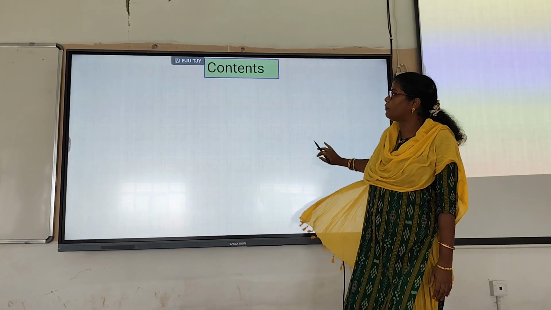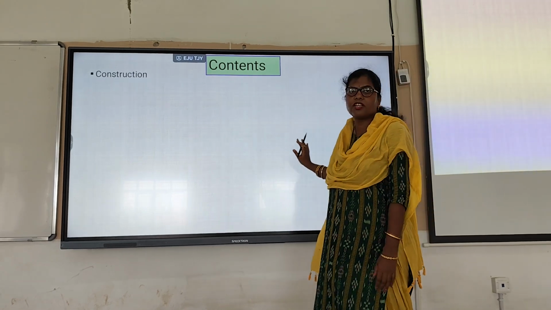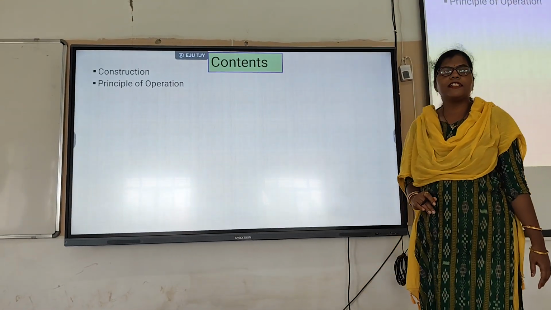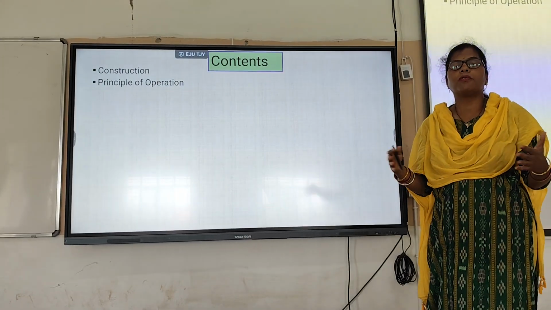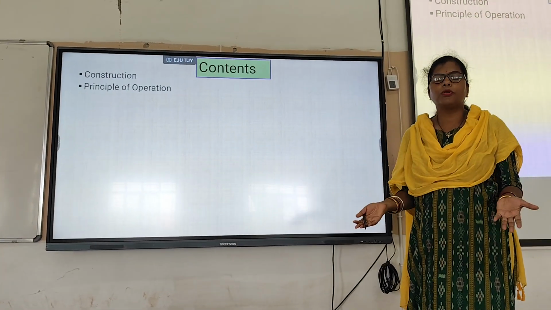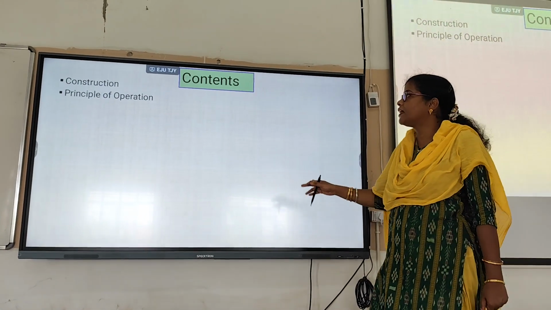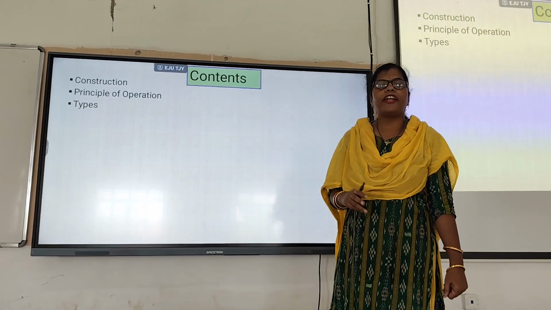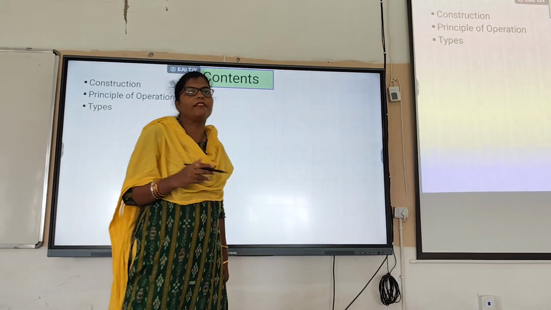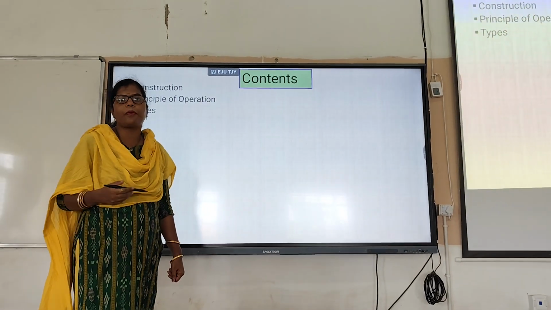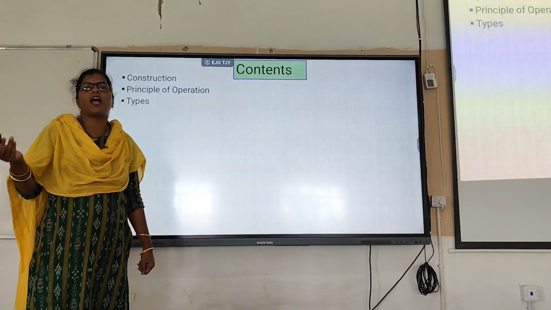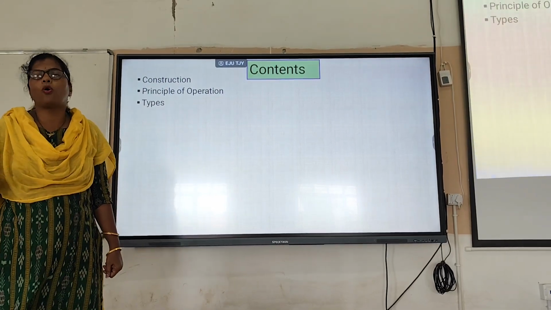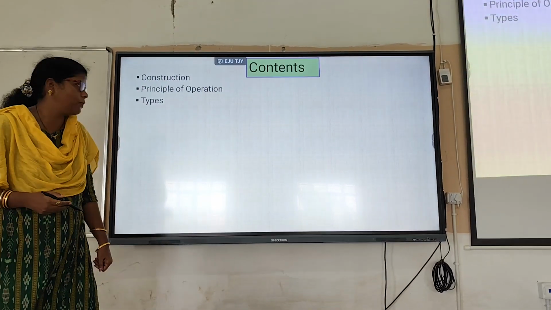this topic: first is the construction of the transformer, second is its principle, how the transformer will work, on which principle it works, and that we will discuss as the principle of operation. Then what are the different types of transformer? There are basically two types of transformer. One is the high tension or high current transformer, and another one is the low tension or low current transformer.